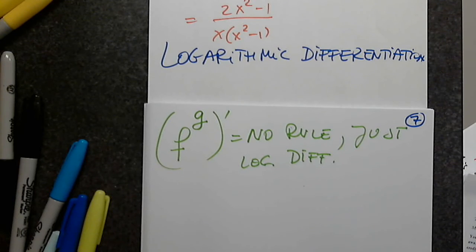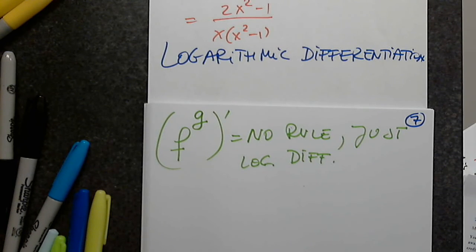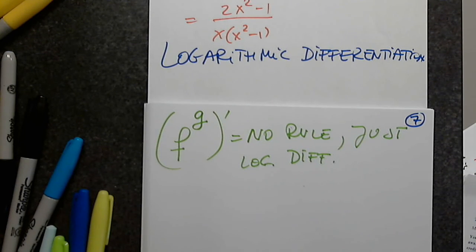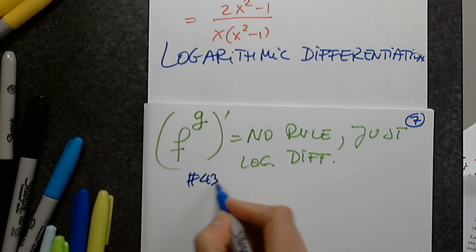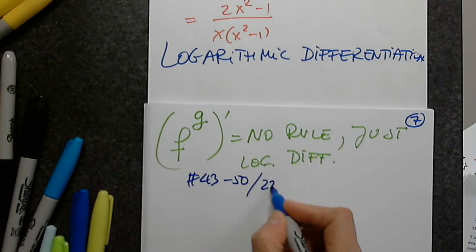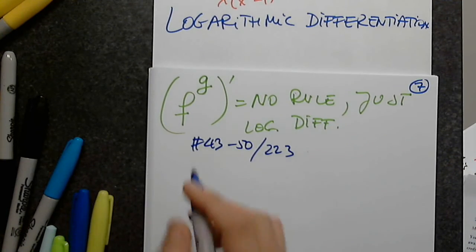E raised to f is not a function raised to another function. It's a constant raised to another function. Here I'm talking about a situation like this. And you can choose if you want 43 through 50, page 223. And we said 43.